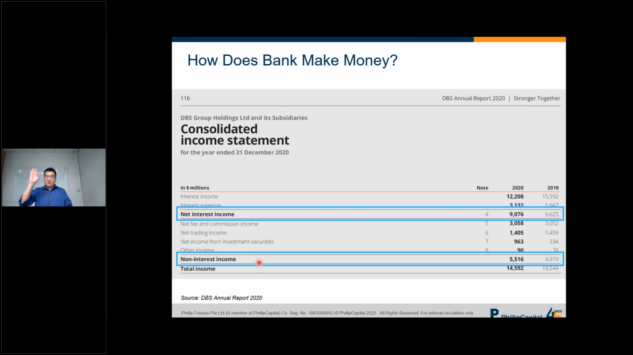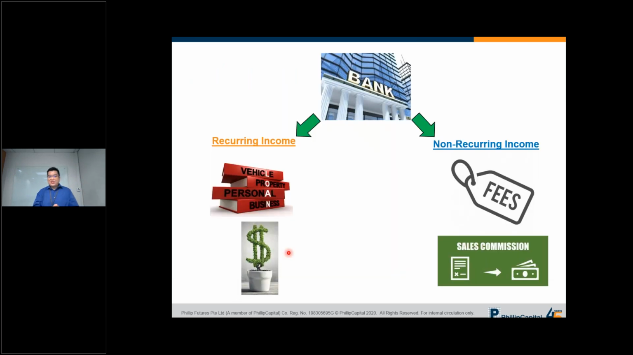Interest and non-interest, right? So net interest, okay, maybe this will explain better. Basically, I like to classify it into two portions: one is under recurring income and one is under non-recurring income. Recurring income means that once you secure the customer, the income keeps flowing in, right?